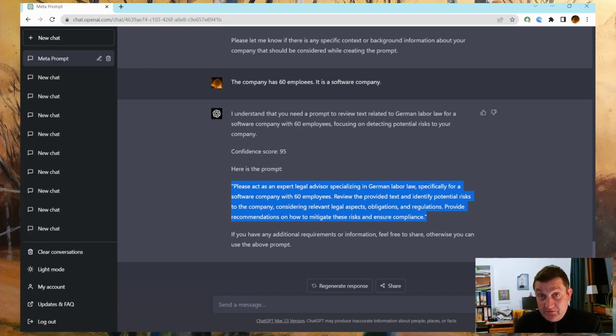We use prompt engineering, the meta prompt, to get ChatGPT to help us generate this prompt that I can now take into another conversation and turn ChatGPT into a legal advisor in a specific topic, labor law in Germany. I could, of course, generate a prompt for any other advisory or any other topics as well.